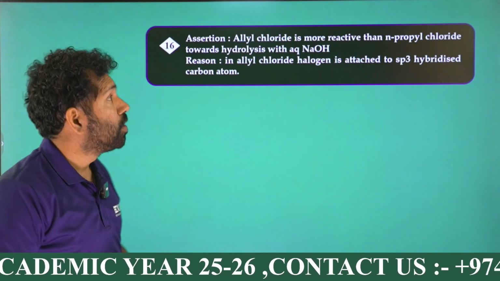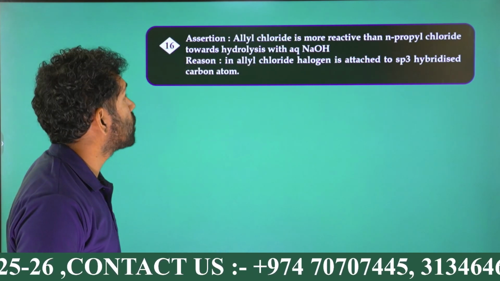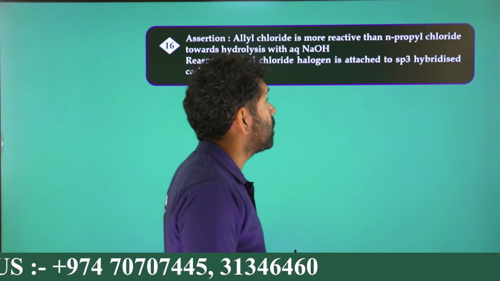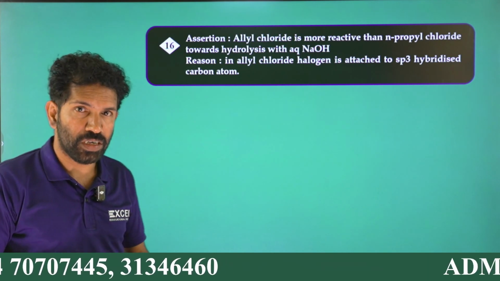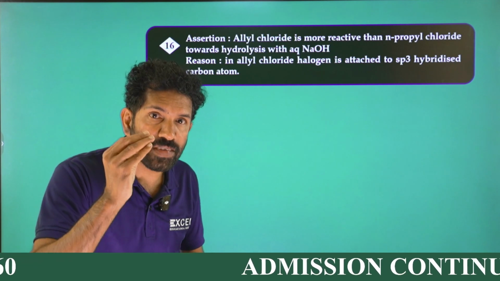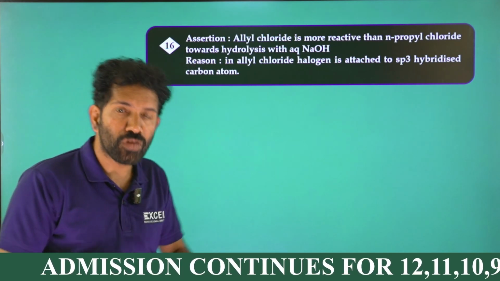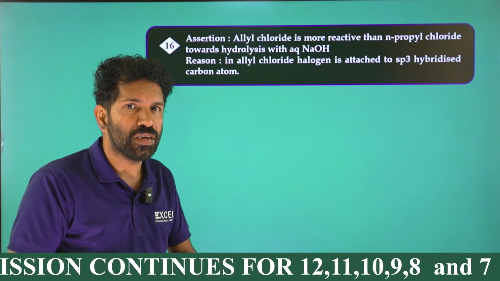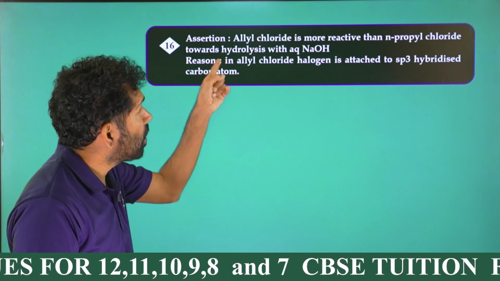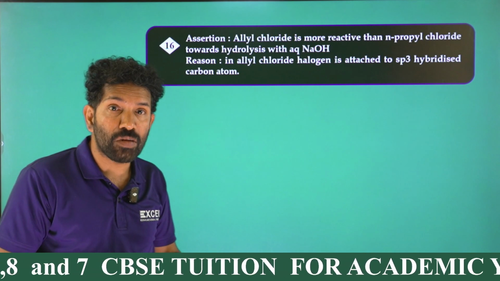Assertion: Allyl chloride is more reactive than normal propyl chloride towards hydrolysis with aqueous NaOH. Reason: Allyl chloride halogen is connected to sp3 hybridized carbon atom. See, we studied already there are two types of nucleophilic substitution reaction. One is called SN1 reaction, the other is SN2 reaction. We studied already. So in SN1 reaction, what is happening? We already discussed, I am not talking much. I am just discussing the questions only.